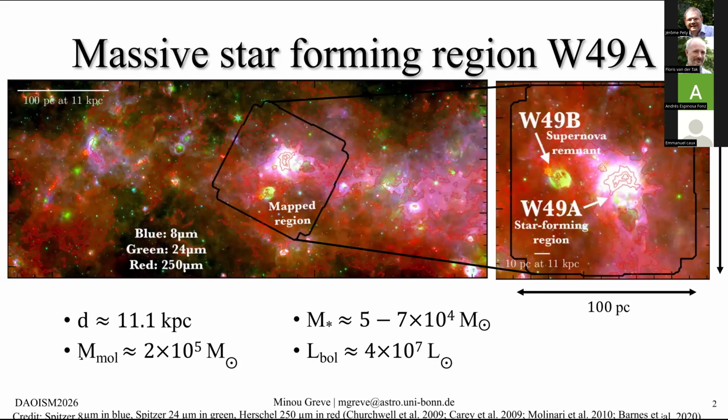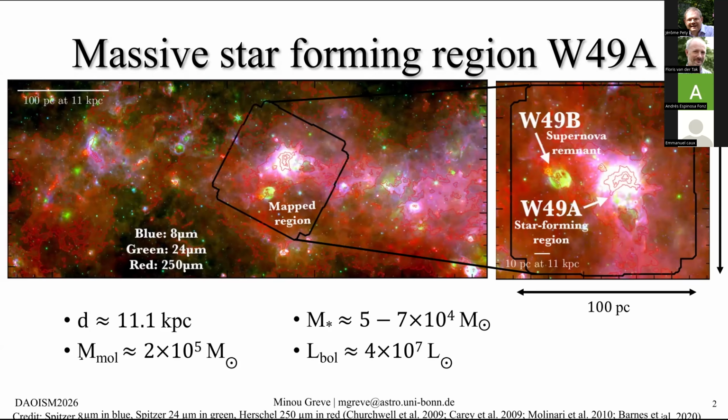And this work focuses, as I just said, on W49A, which you can see here on the galactic plane in a three-color image using the Spitzer 8 micron for blue, 24 micron for green, and Herschel 250 micron in red. And on the right, you can see the zoom in, which you already saw before.